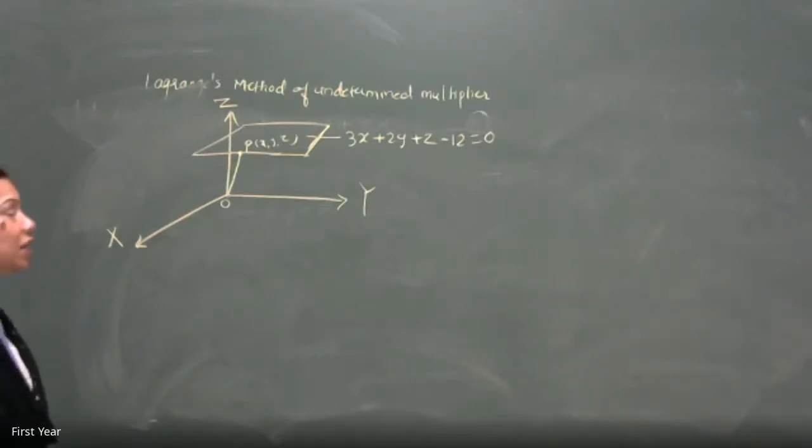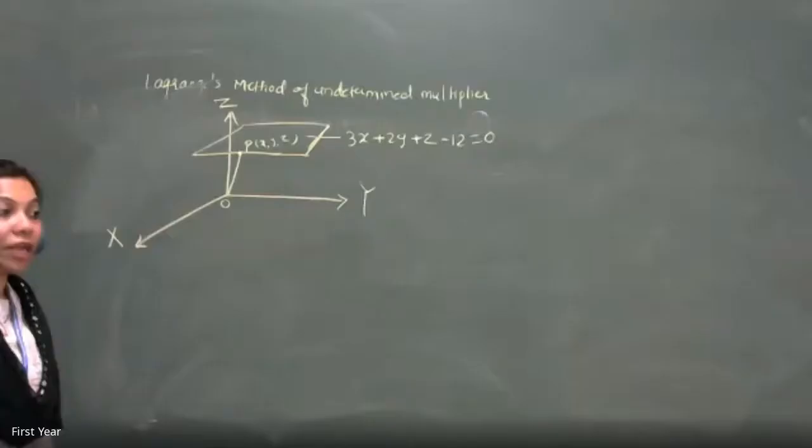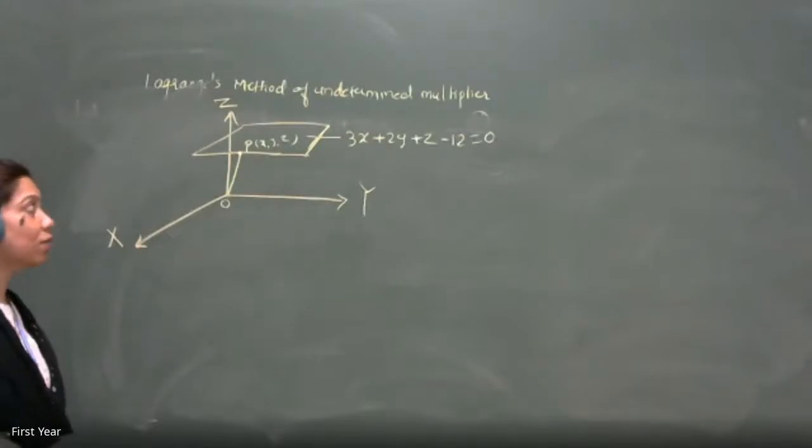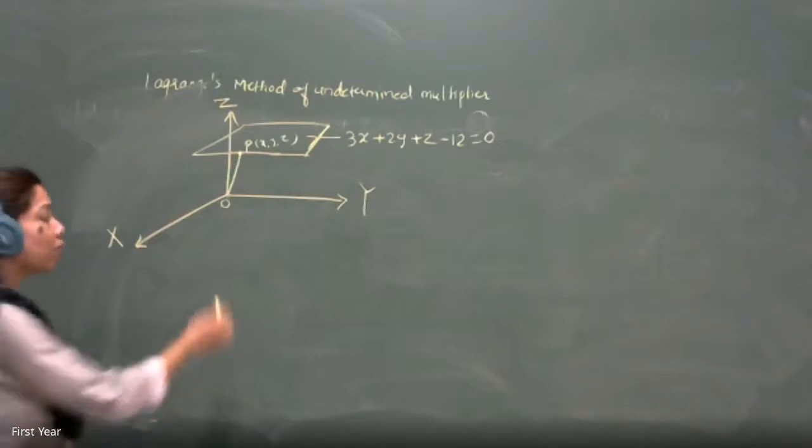So I have to find the distance OP. And P is any point (x, y, z). We are not taking that to be a fixed point. We are going to find that point which will be nearest to the origin. So I have to find the distance.